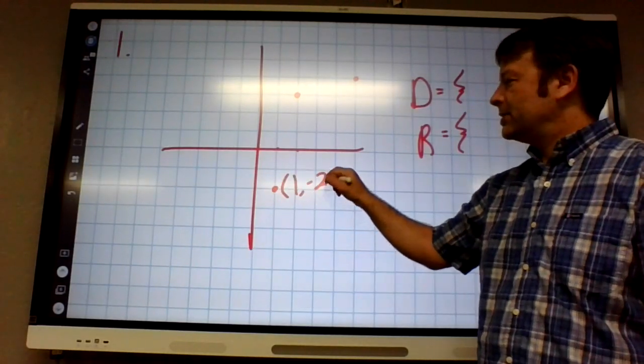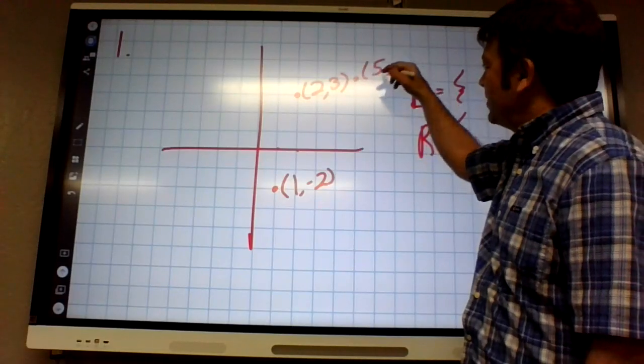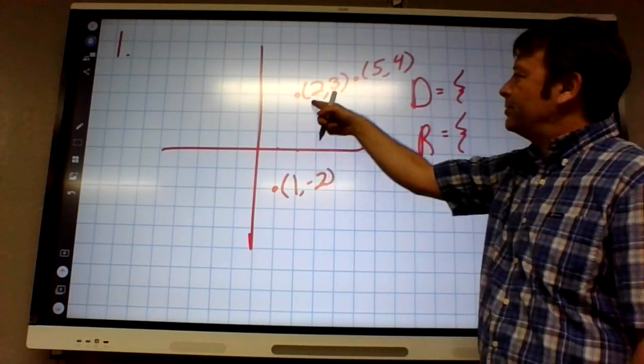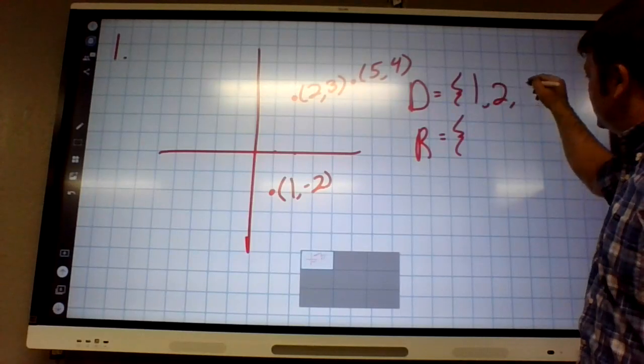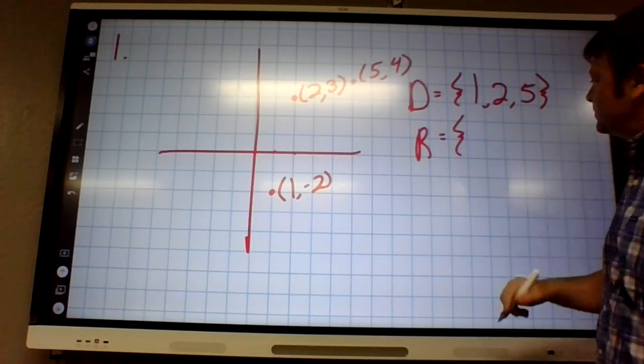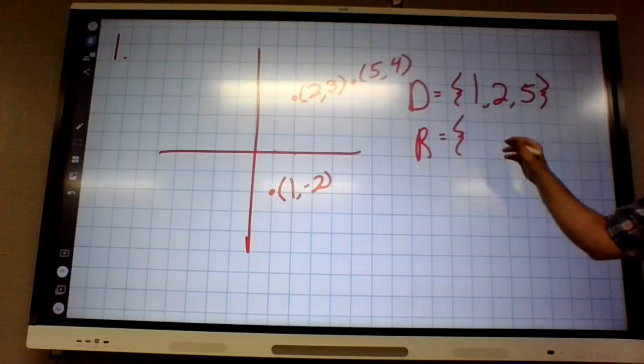2, 1, 2, 2, and 5. Yeah, 1, 2, and 5. So put that over here. Domain is 1, 2, and 5. Okay, what's the range? -2, 3, and 4.